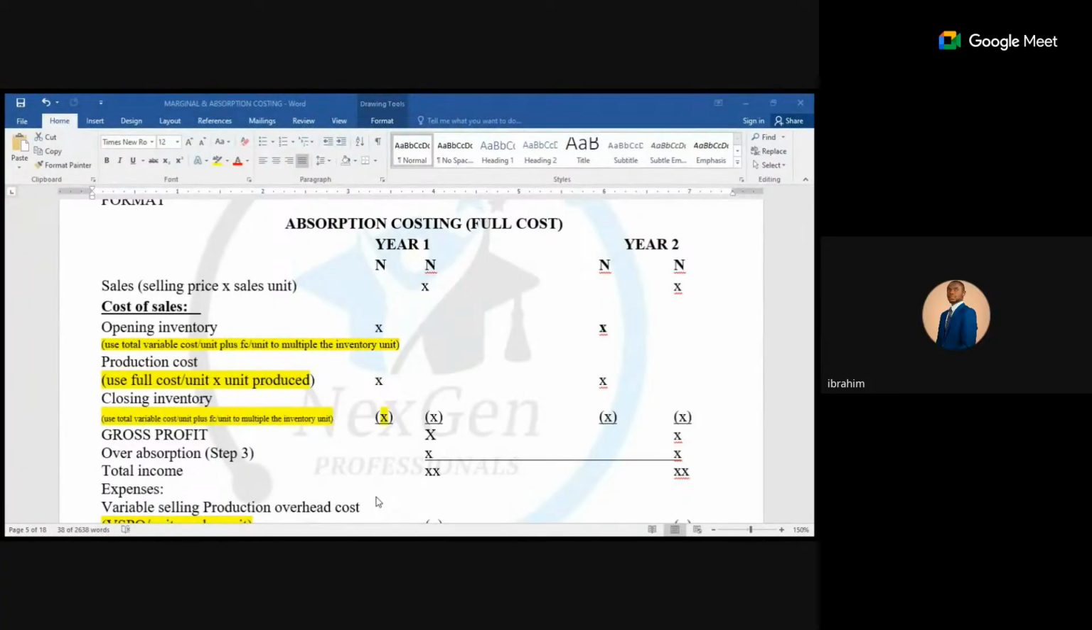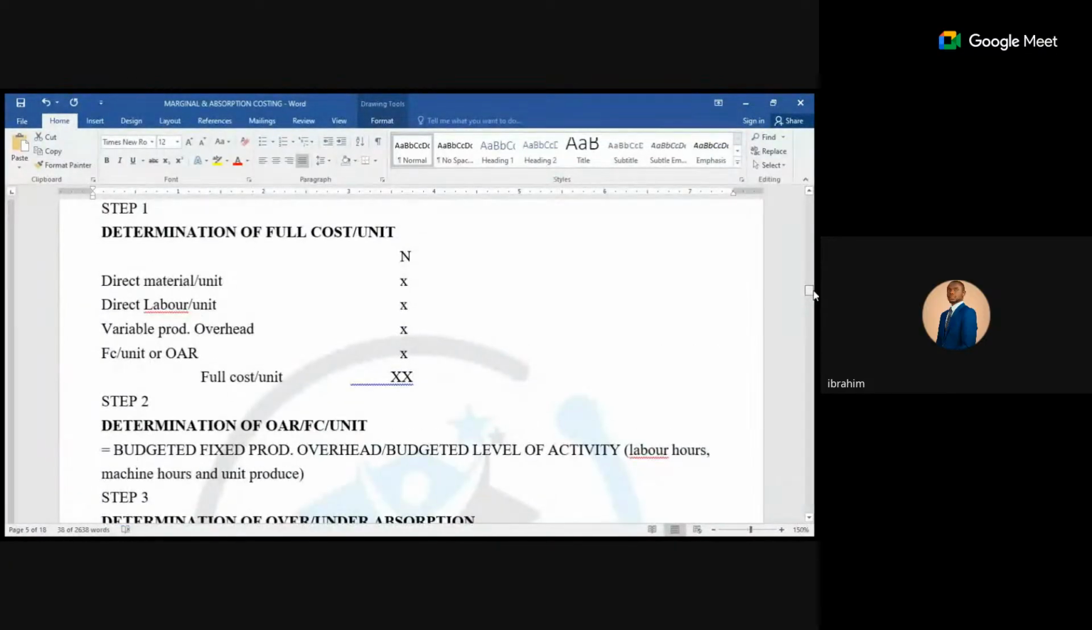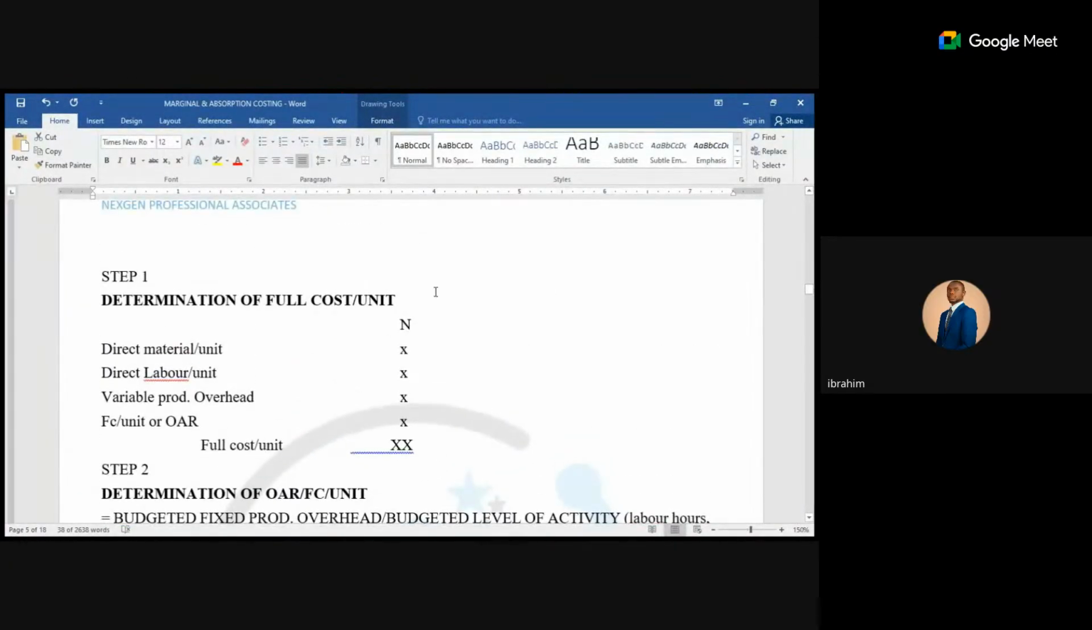So when you determine your opening and your closing inventory, what you will use to multiply that unit is full cost per unit. Now, how do we determine the full cost per unit? This will take us to another step, right? Okay. Determination of full cost per unit, step 1.